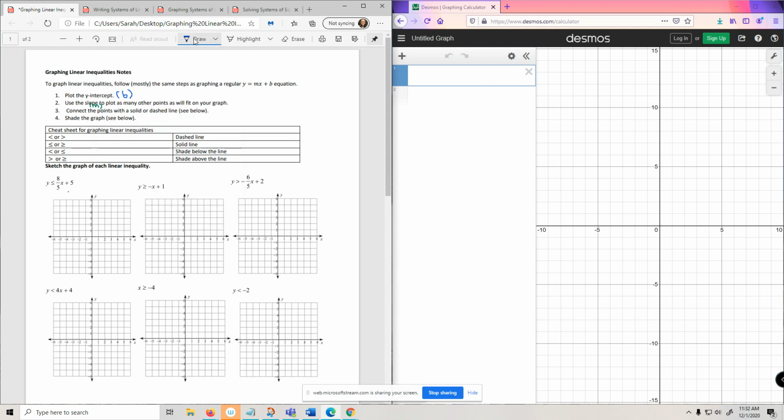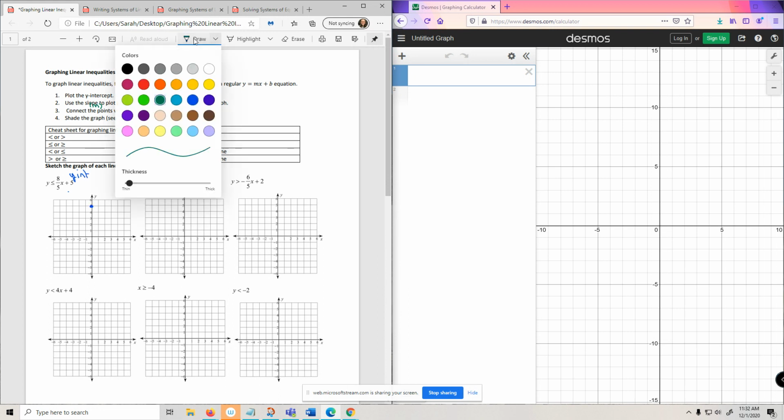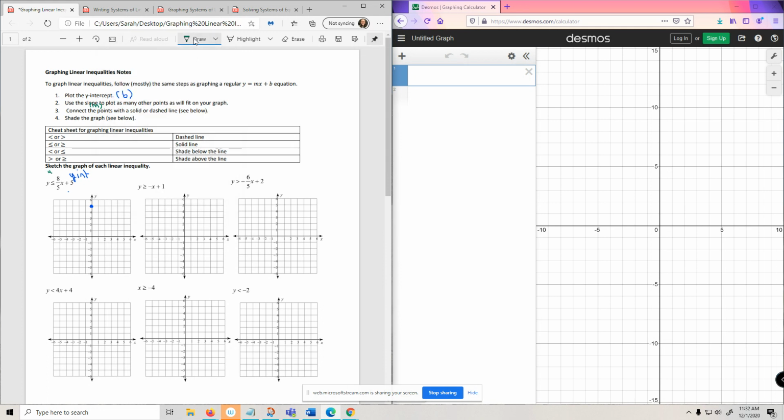So for this first one, my y-intercept, or b, is 5. So I'm going to go to 5 on my y-axis. My slope is 8 over 5. Since it's a positive slope, I'm going to go up 8 and to the right 5. I don't have room to go up 8 and to the right 5 without going off my graph, so I can do the opposite of both. I can go down 8 and to the left 5, and that gives me one more point that fits on my graph. That's exactly like what we've done in the past.